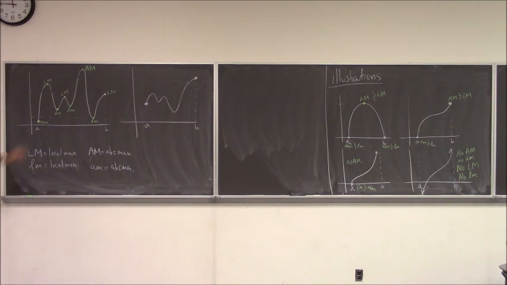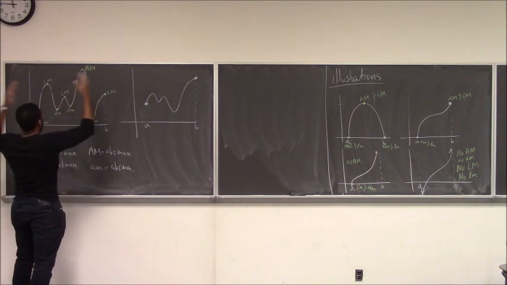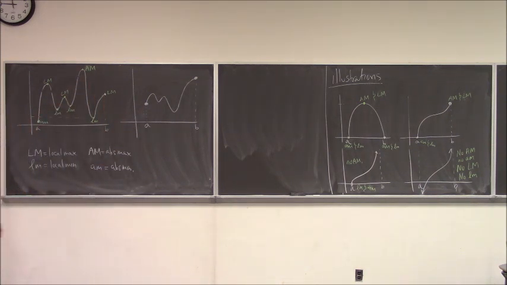The distinction between a guy like this and a guy like that is this guy is the biggest when you look at everything overall. And therefore we call that guy the absolute maximum. He's the global maximum.